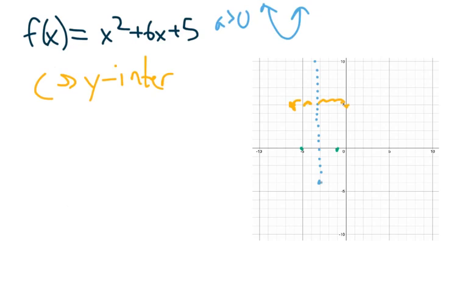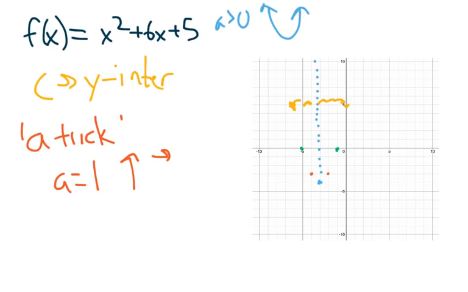Just for good measure, I'll even show you the a trick. Here it's pretty simple. Since a equals 1, I can go up 1 and to the right 1 and find my next point to the right. Since I have the axis of symmetry, I can find the point opposite of it right there. Now I have all these beautiful points, and I can fit my graph to those points.